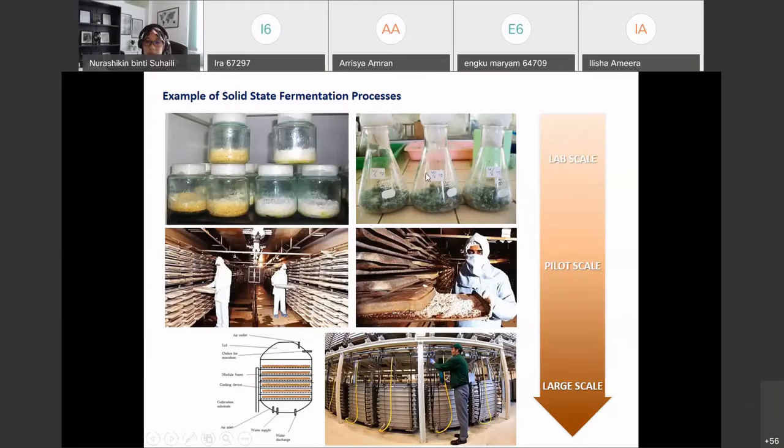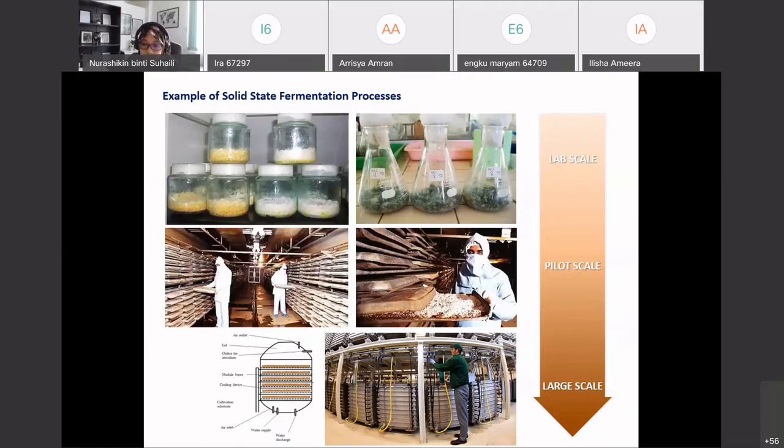And you can see the difference here. In the lab scale, you put it in the shake flask, and in the pilot scale, you use a tray because you want to have more substrates, and the cultivation volume is more. So perhaps the platform would be different. This is solid state. For liquid state, you just have different sizes of bioreactor, but normally the geometry is still the same. But this one is a bit different.